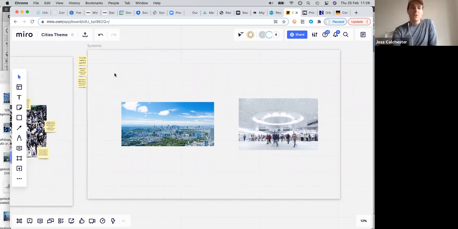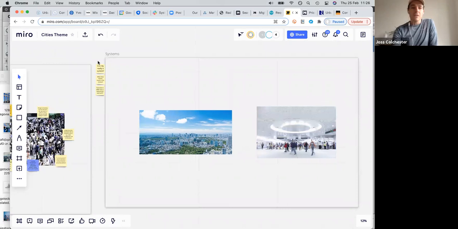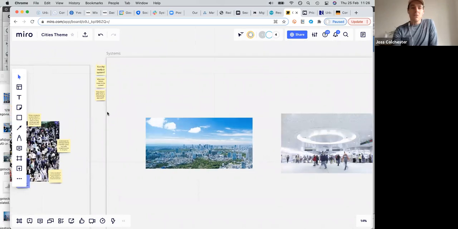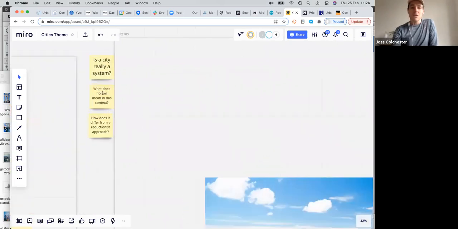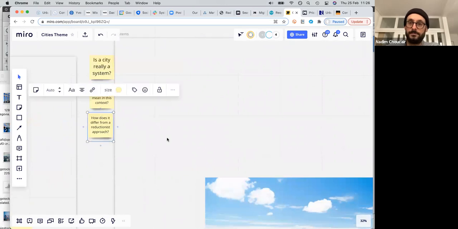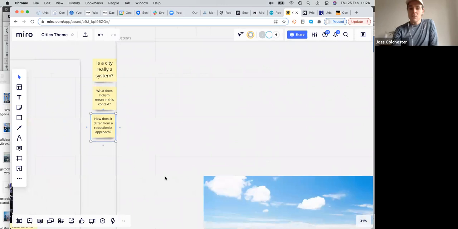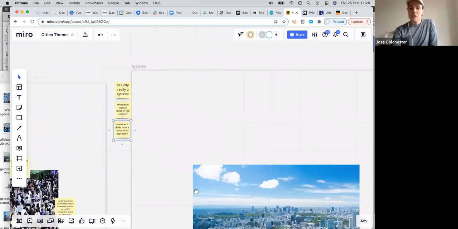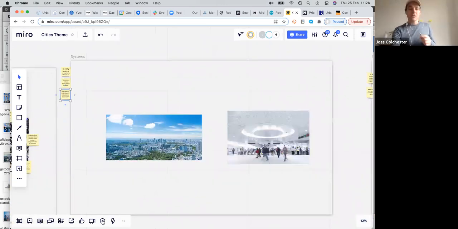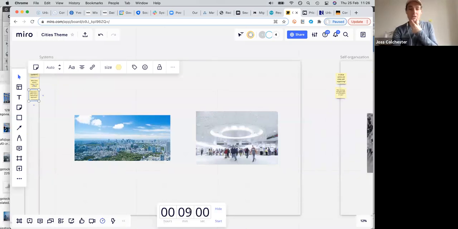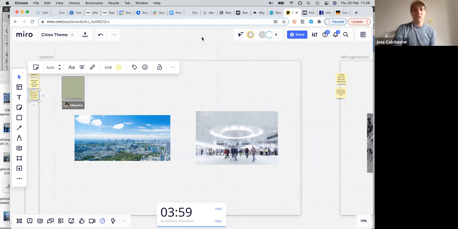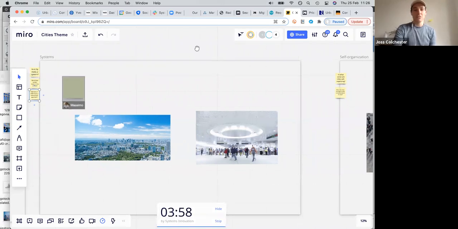Okay, so the next one here is thinking of the city as a system. What does holism mean in this context? How does it differ from a reductionist approach? So thinking holistically, how can that help us? Let's jump in here. What does it mean to take a systems approach? We'll take 4 minutes or so to post up our stickies. Try to choose the same color as you did last time.